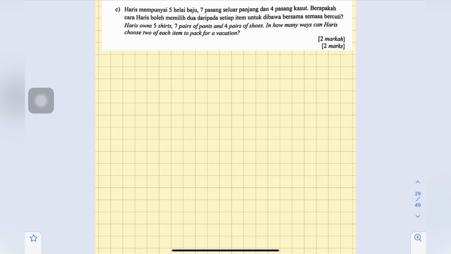C. Haris owns 5 shirts, 7 pairs of pants and 4 pairs of shoes. In how many ways can Haris choose 2 of each item to pack for a vacation? Okay, the clue is choose. So kita tahu kita nak guna combination. Okay, so now 5 shirts, 7 pants, 4 shoes. 2 of each item. So meaning that 5C2 times 7C2 times 4C2 equals 1260 ways.